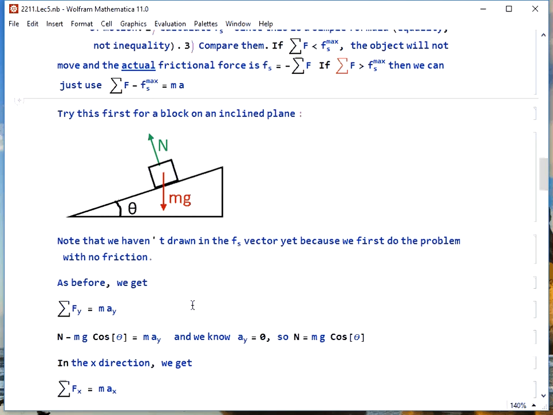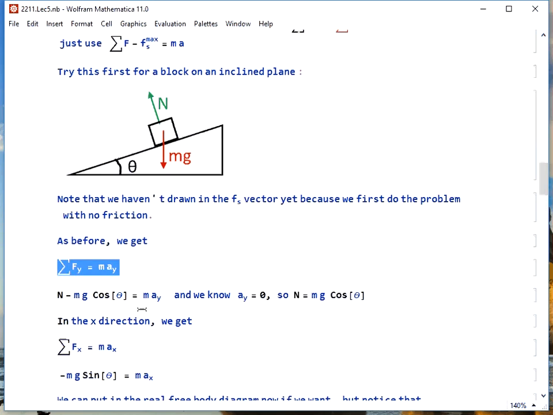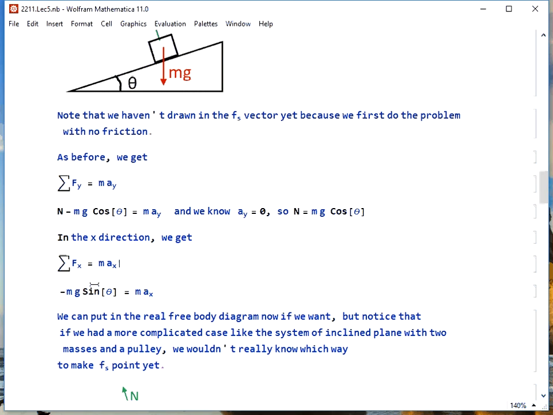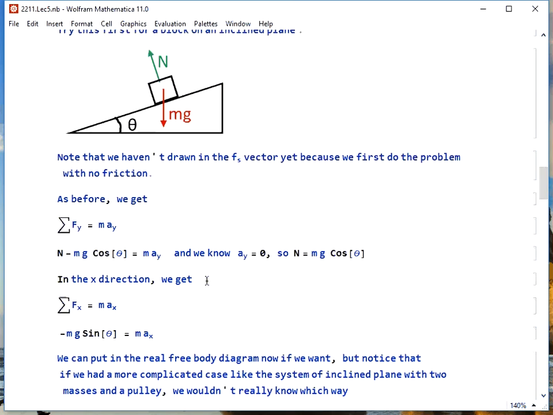So first we do this for a block on an inclined plane. Notice we haven't drawn in the frictional vector yet because we're going to do this without friction first, and we've done this one before. So picking the axes along the plane and perpendicular to the plane, we get in the y direction, sum of the forces is m a_y. That's going to be 0 experimentally. So again, we get n equals mg cosine theta. We've found this several times before, but this is the first time it'll be useful for us. In the x direction, we have negative mg sine theta equals m a_x.